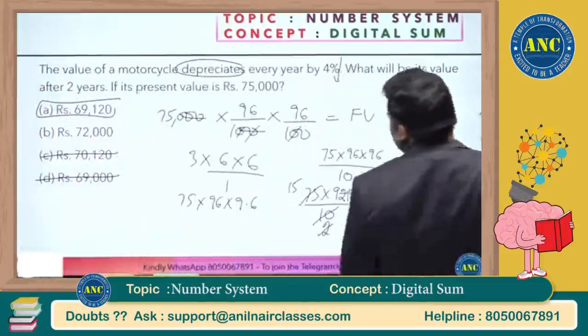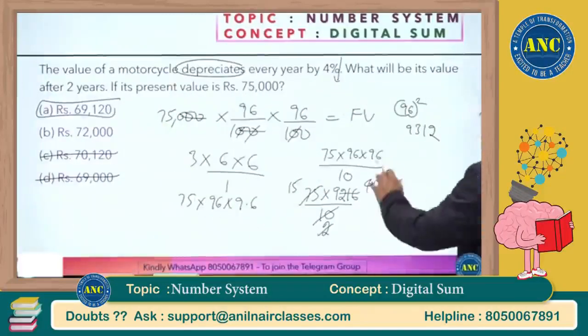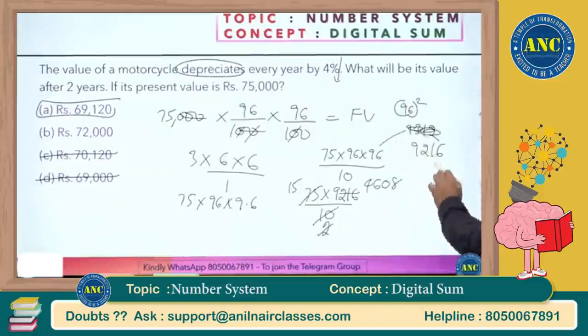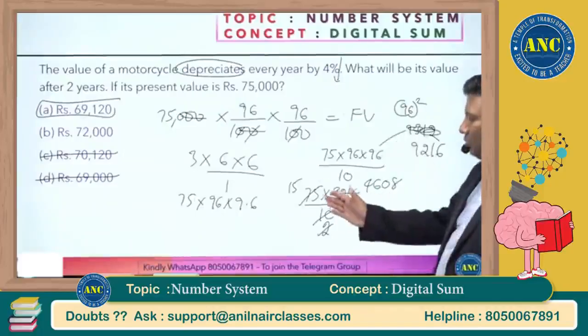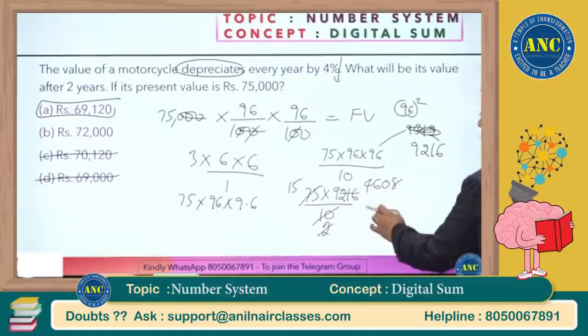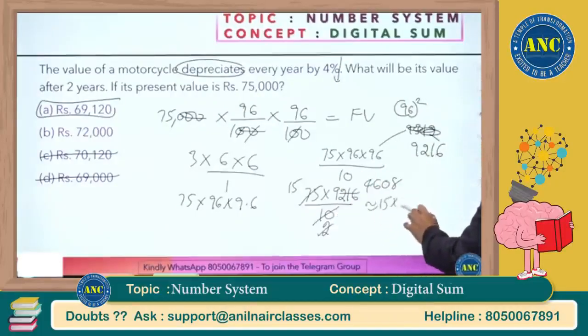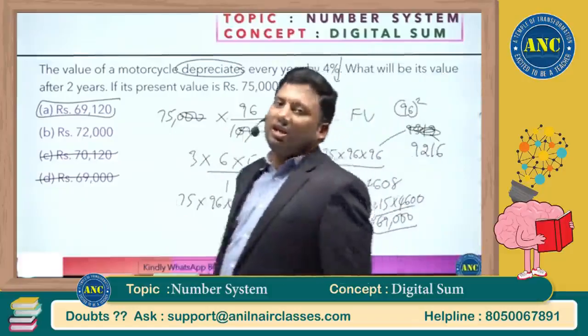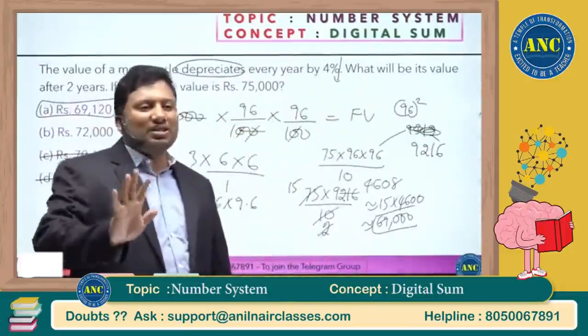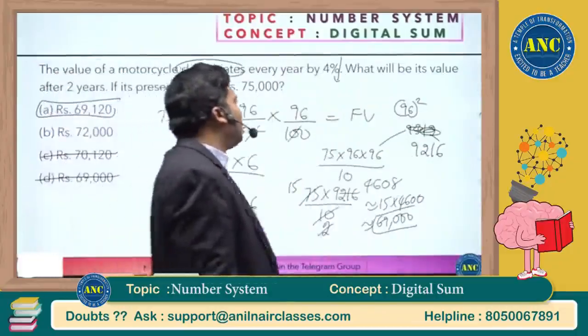75 into 96 into 96 by 10. 96 square is 9216 by 10. It is closer to 15 into 4600, which is closer to 69,000. The answer should be closer to 69,000. Idea is clear. I don't want to get into successive percentage logic right now.